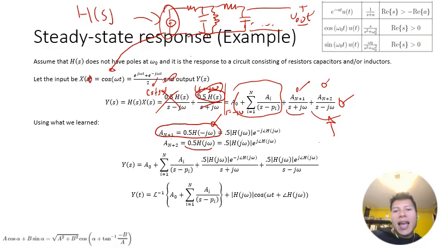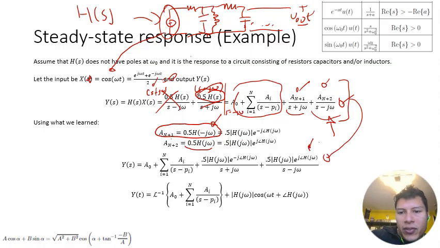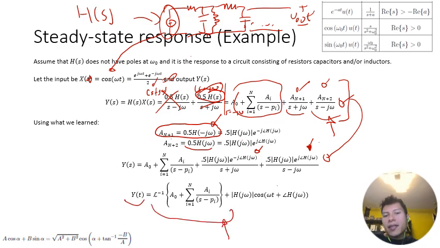So what that means is that my Laplace transform of the output will look something like this, by plugging in the correct values for the cosine coefficients. And as a result, my time domain solution will have some part that's associated with the transfer function, and then another part that's associated with my input cosine, which will be the steady state solution.